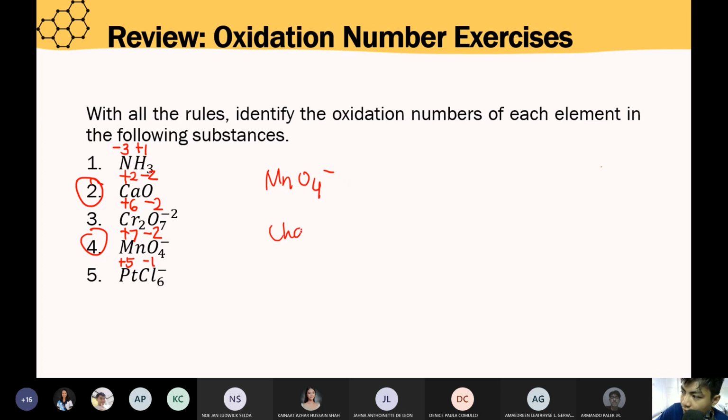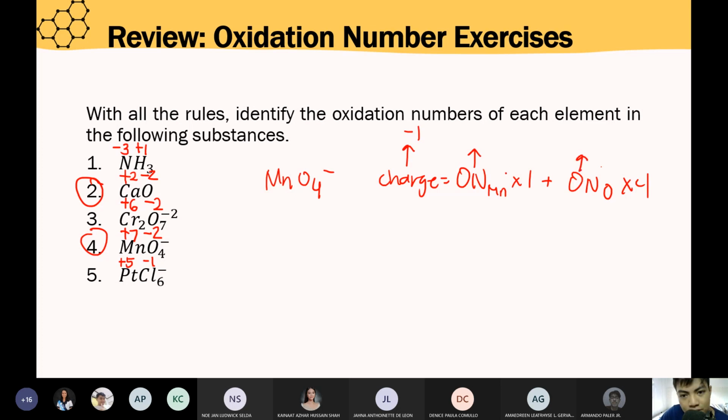So the charge is negative 1. Okay, so let me just write it muna. The charge is equal to the oxidation number of manganese times 1, plus the oxidation number of oxygen times 4. As you can see, we have a negative 1 charge here. And of the two oxidation numbers, sino yung may sinabi? Oxygen. Okay? Sabi sa rule number 6, oxygen is negative 2, manganese is X.